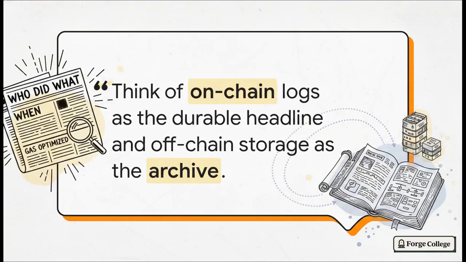Listen, if you take away absolutely nothing else from this explainer today, let it be this core philosophy. Think of on-chain logs as the durable headline, and off-chain storage as the archive of full details. Your on-chain headline needs to be short, punchy, and highly searchable. Basically, who did what and when. That gets the attention of your indexer. Then, the off-chain indexer takes that headline, unpacks the tightly wound data, and pieces together the expanded story for your application's front-end or analytics dashboard. It's just a beautiful, highly efficient division of labor.